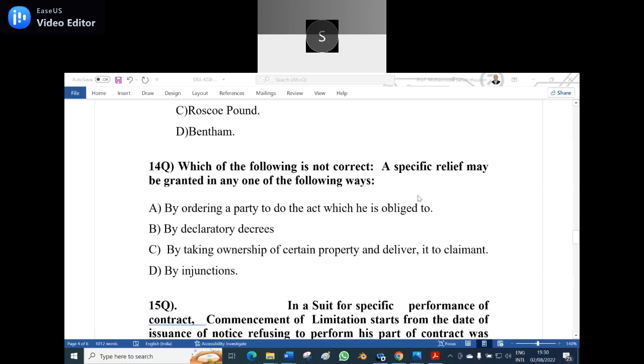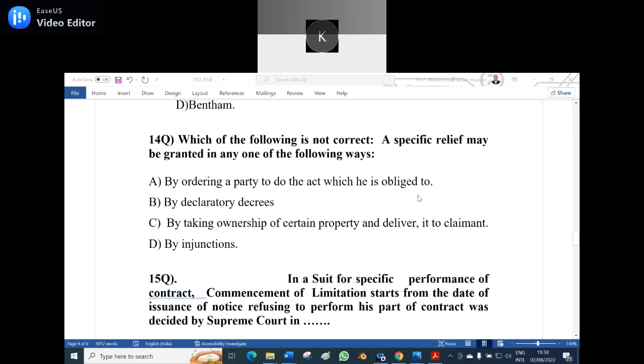Which of the following is not correct? A specific relief may be granted in any one of the following ways. Option A, by ordering a party to do the act which he is obliged to. Option B, by declaratory decrees. Option C, by taking ownership of certain property and delivering it to the claimant. Option D, by injunctions.